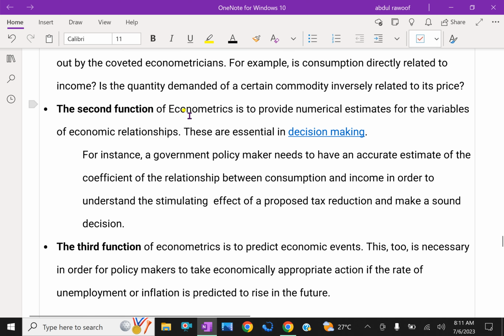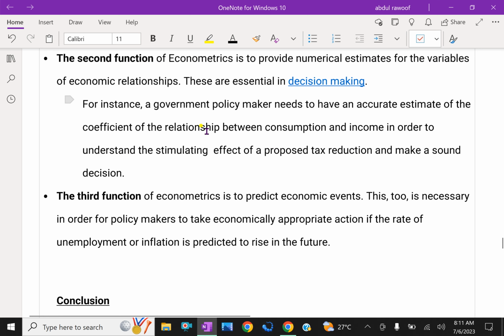The second function of econometrics is to provide numerical estimation of variables of economic relationships. These are essential in decision making. For instance, the government policymaker needs to have an accurate estimate of the coefficient of the relationship between consumption and income in order to understand the stimulating effect of a proposed tax reduction and make a decision.